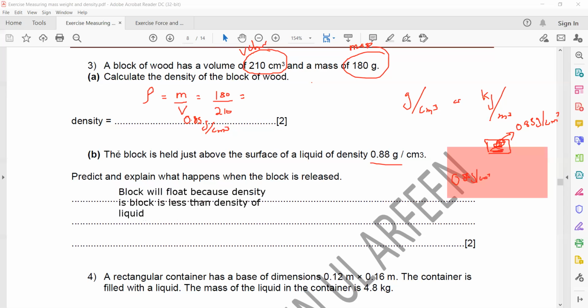Is it clear? Question 3 part A and B. So it is a similar question to the one about the balloon. In that case, in case of balloon, the air was a surrounding, but in case of this block, water is a surrounding.